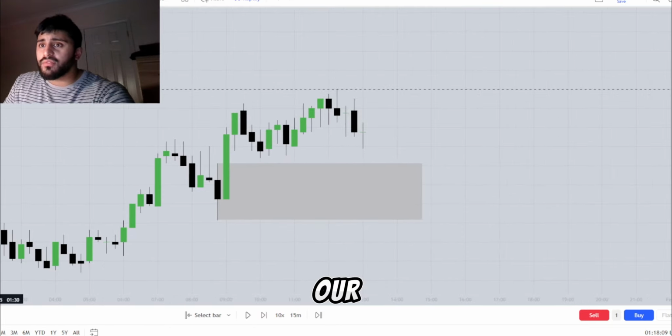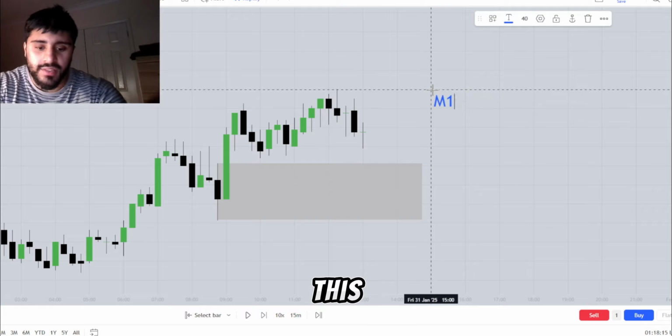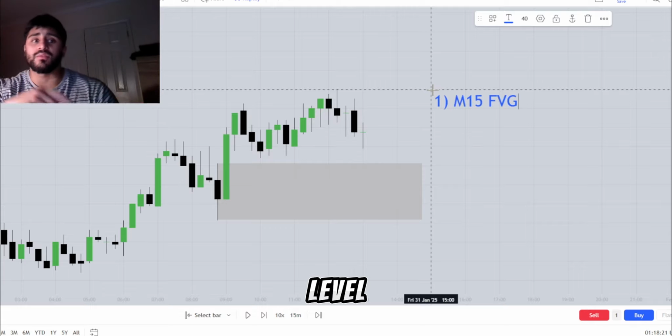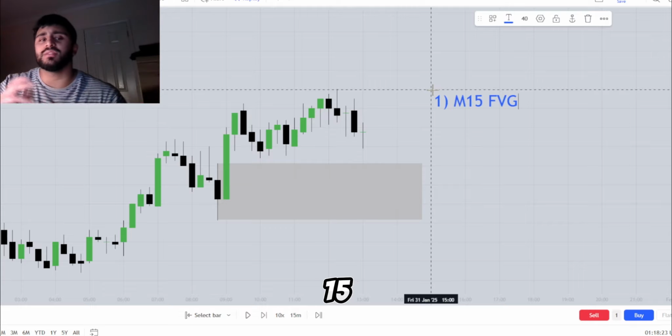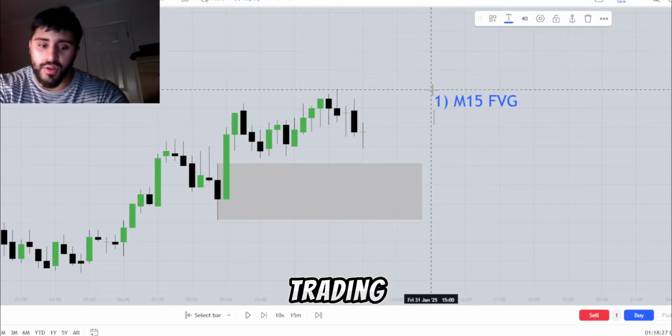We start off with our 15-minute fair value gap. Our 15-minute fair value gap essentially gives us our location. If we just label this M15, this is step 1 of the strategy, right? The 15-minute fair value gap is the key level. If we don't have a key level, we can't take any trades, right? 15-minute fair value gaps are the lifeblood of your trading as well as my trading, right?